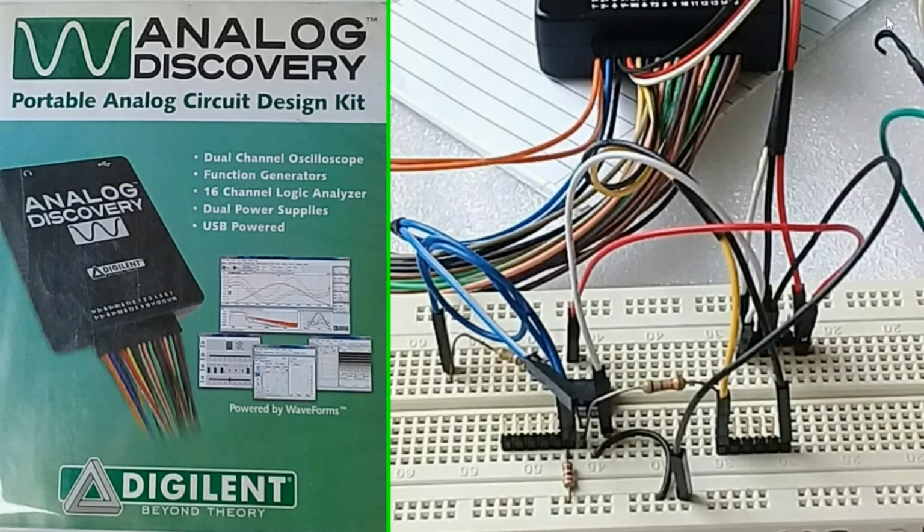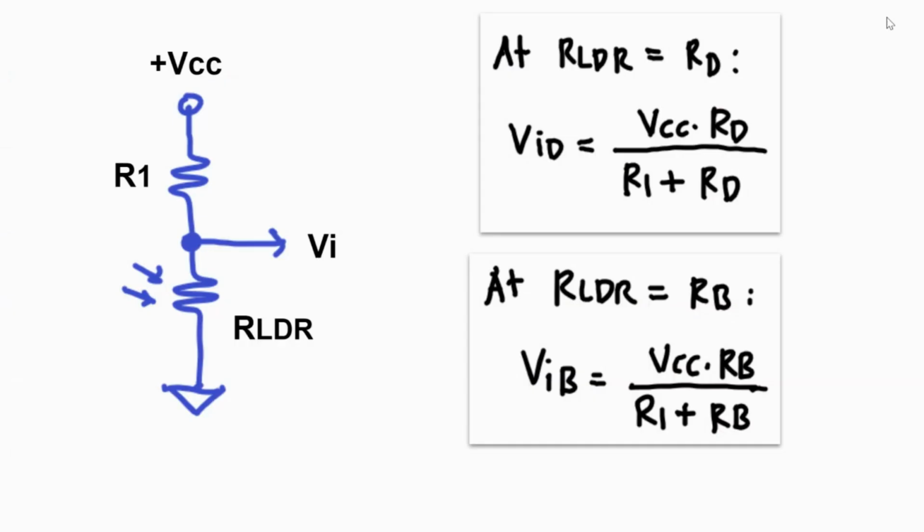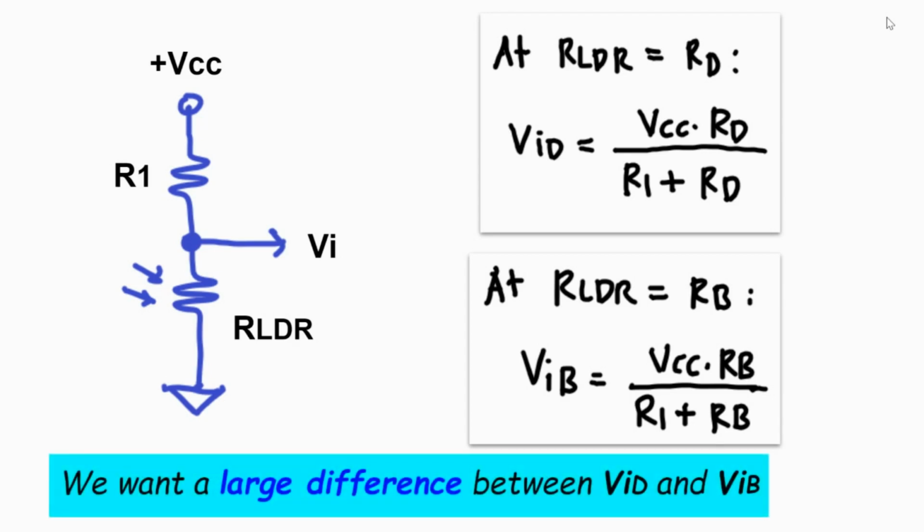Next, I will use the Analog Discovery module to power up the op-amp. This particular unit provides positive and negative 5 volts, aside from the built-in oscilloscopes and function generators. Then we return to the combination of R1 and the LDR. Actually, there are lots of values of R1 which we could use, but what we want is a large difference between VID and VIB, as the light changes from dark to bright, or vice versa. Now why is that?